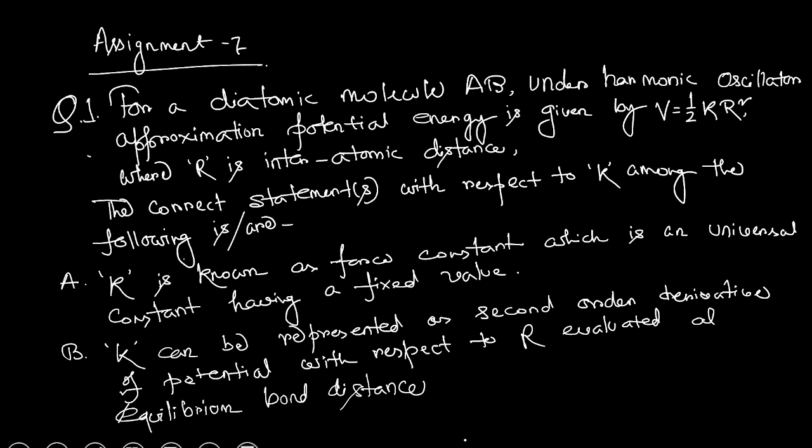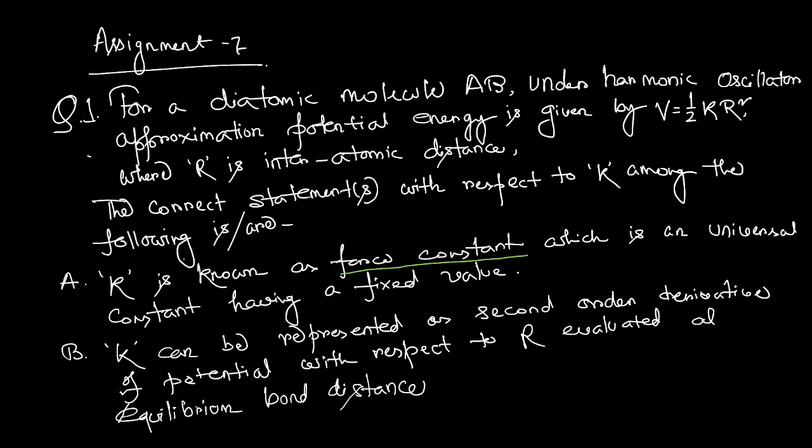So now let's look at the options. For a diatomic molecule AB, k is known as the force constant, that is correct, but that it is a universal constant having a fixed value is not a correct statement. k is the force constant for a particular bond of a given molecule.